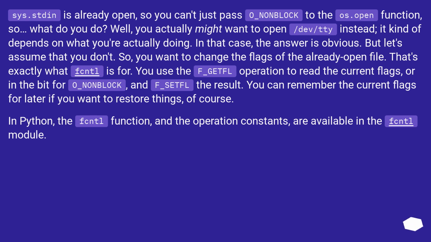So, you want to change the flags of the already open file. That's exactly what fcntl is for. You use the F_GETFL operation to read the current flags, OR in the bit for O_NONBLOCK, and F_SETFL the result. You can remember the current flags for later if you want to restore things, of course. In Python, the fcntl function and the operation constants are available in the fcntl module.